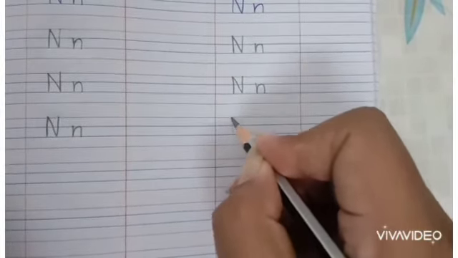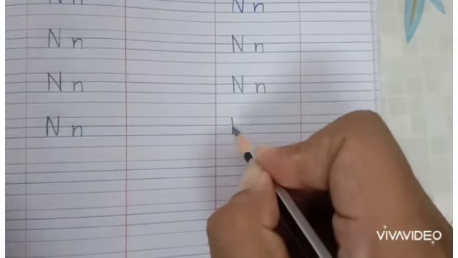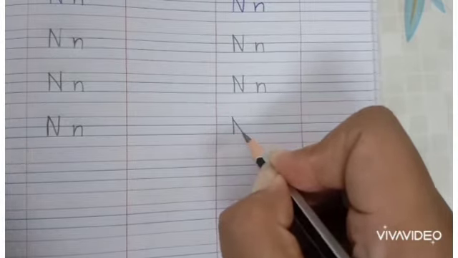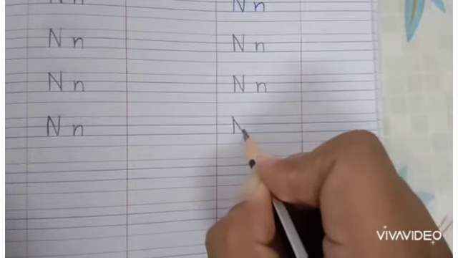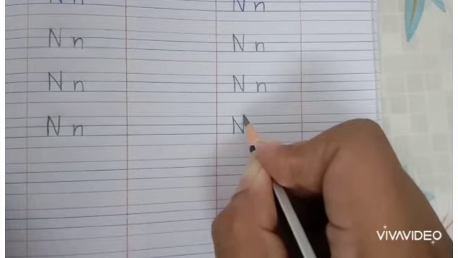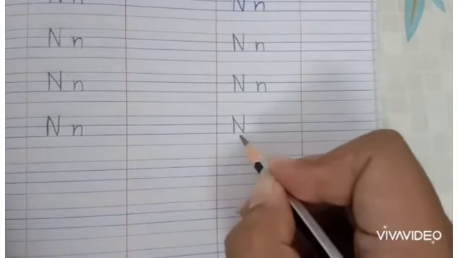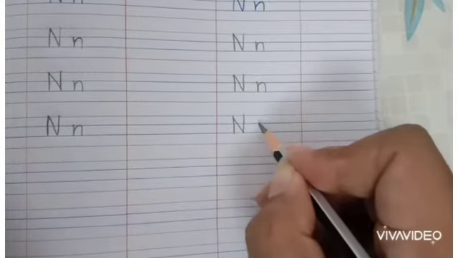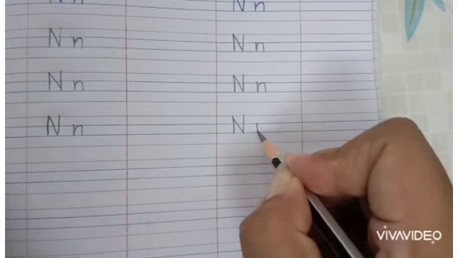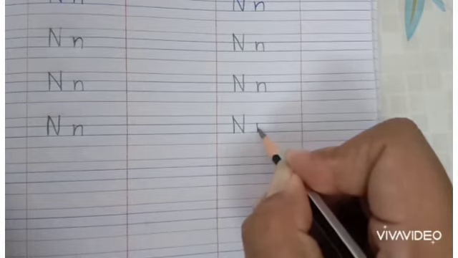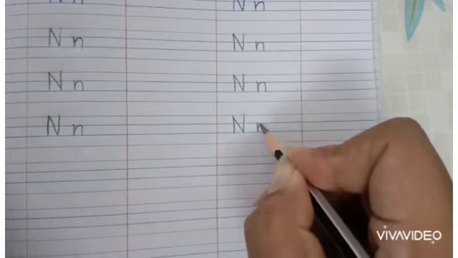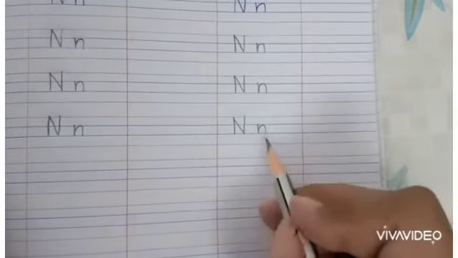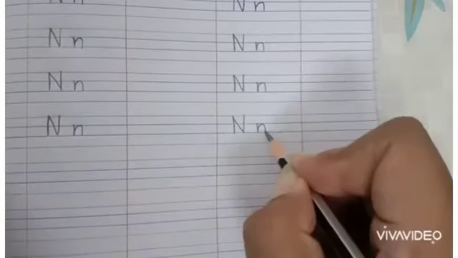From first red line to second blue line, make a standing line. Go up again on it. Now make a slanting line till second blue line. Then go up standing till first red line, capital N. Now make a standing line from first blue line to second blue line. Then again go up on it, make a curve and come down standing and touch the second blue line.